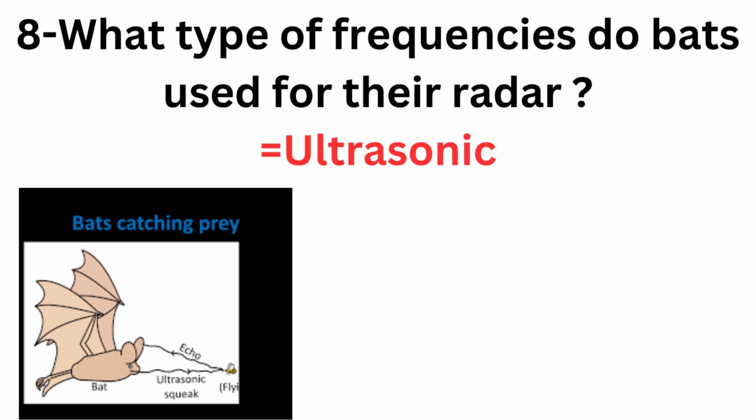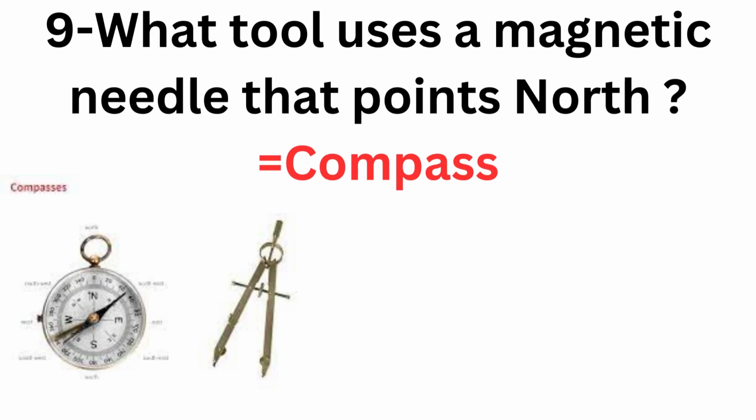And what type of frequencies do bats use for their radar? So it is ultrasonic. And what tool uses magnetic needles that point north? So for this purpose use compass.